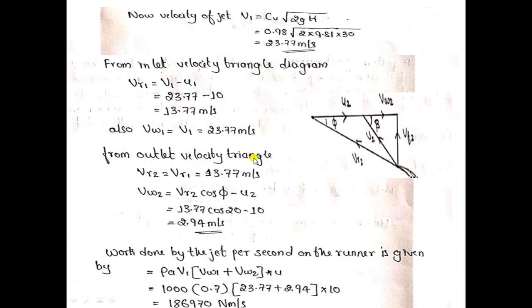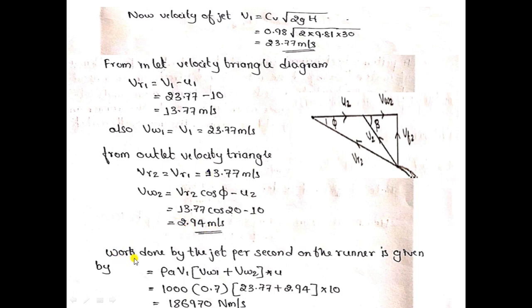Now from the outlet velocity triangle, here you can see we can write VR2 equals VR1, since they have not mentioned whether the vane is smooth or rough. So here we will be assuming the vane surface to be smooth. If we assume the vane surface to be smooth, the relative velocity at the outlet is equal to the relative velocity at inlet, which is 13.77 meters per second, and VW2 is given by VR2 cos phi minus U, and if we substitute all those values, we will be getting it as 2.94 meters per second.